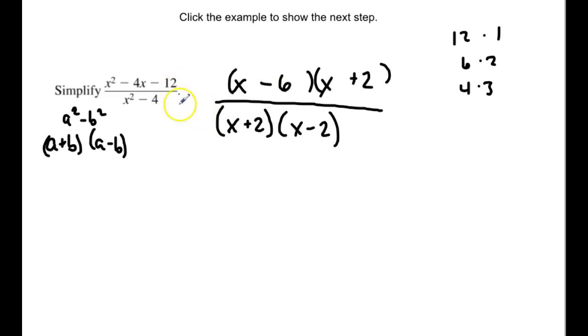So now that I have everything factored, I can go ahead and simplify and cancel out what I know I have. I see I have an x plus 2 in the numerator and an x plus 2 in the denominator.